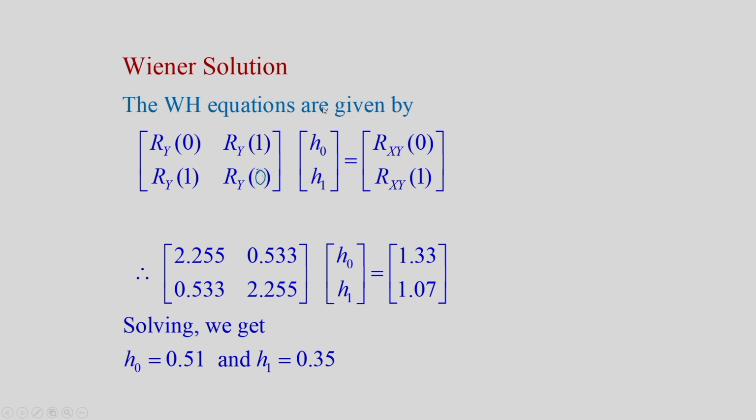Therefore, the Wiener-Hopf equations are given by this autocorrelation matrix comprising of Ry0, Ry1, Ry1, Ry0 multiplied by the coefficient vector h0, h1 is equal to the cross correlation vector, that is Rxy0, Rxy1. If we substitute the values, we will get this matrix multiplied by h0, h1 is equal to this cross correlation vector comprising of 1.33, 1.07. Solving, we get h0 is equal to 0.51 and h1 is equal to 0.35.